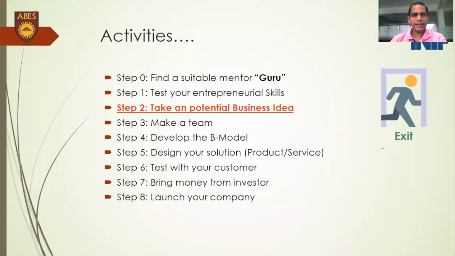The second step, take in a potential business idea. Taking a potential business idea means finding a disruptive innovation, finding an idea which is required in society, finding an idea which has some business value. The third step is to go to the people who require you and your idea, who are required in your startup. The fourth step, develop a business model.